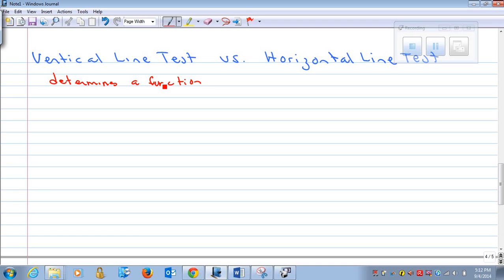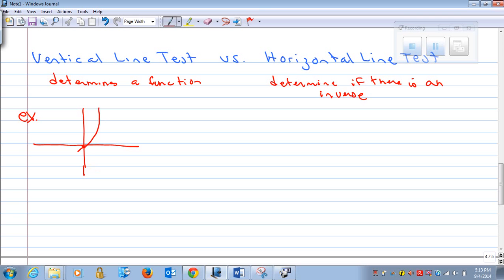A horizontal line test is going to determine if there is an inverse or an inverse function. All right, so let's take a look. Here's a couple of examples. So if I give you this example, and I give you this graph.